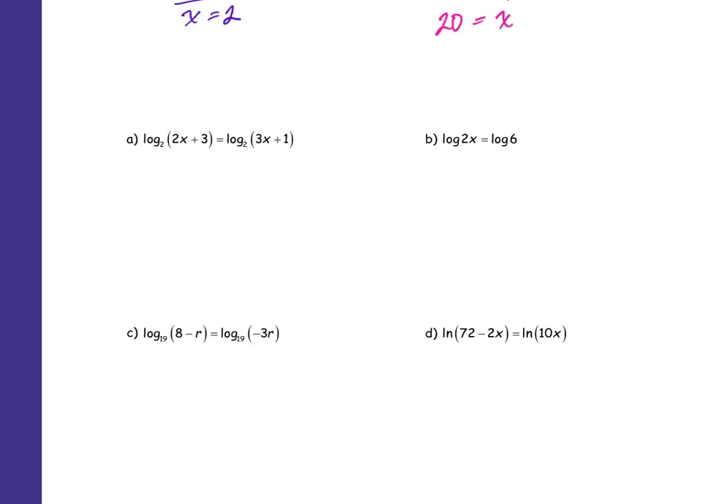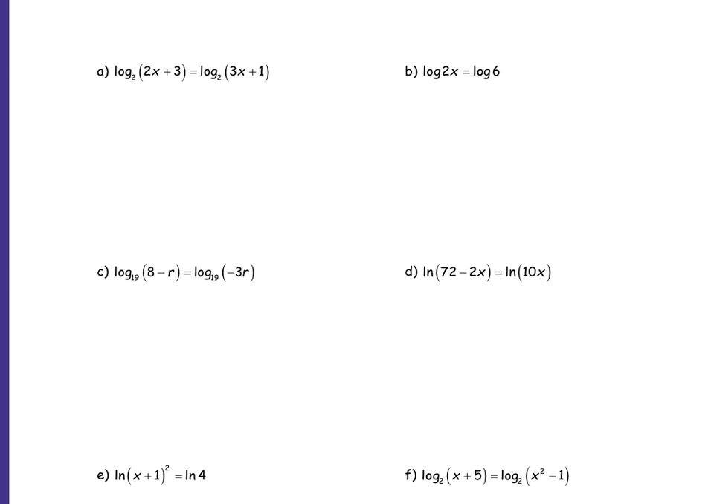So when I read on it, my bases are the same on A, so that means I can say that 2x plus 3 is going to equal 3x plus 1. So subtract 2x, subtract 1, and I get 2 equals x.